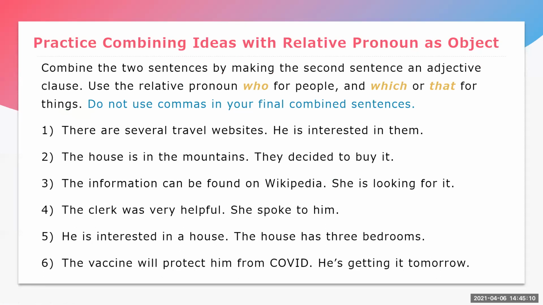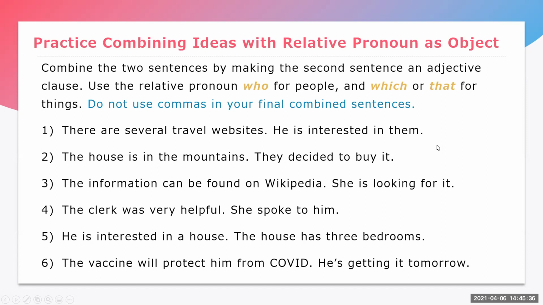Now is your opportunity to practice combining two sentences when the relative pronoun in the adjective clause is the object. As a reminder, here are the steps that we've been following. First, identify the pronoun in the second sentence. So in this case, you have to decide if the pronoun you're going to be looking at is he or them.